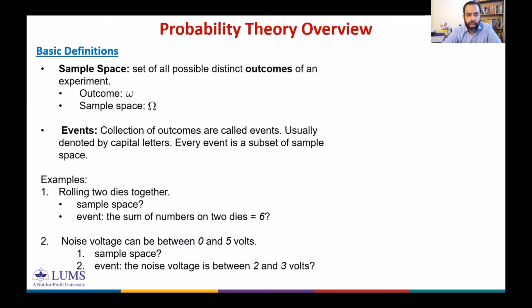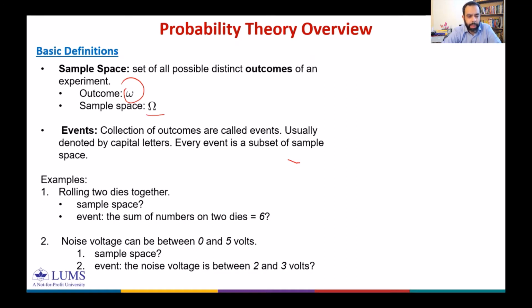Some more basic definitions. Sample space. When you conduct an experiment, the set of all possible distinct outcomes is called a sample space. For one outcome of a sample space, or of an experiment, we use small omega, and capital omega is used to refer to the sample space. Events. A collection of outcomes is called an event. It could be a single outcome, or it could be a collection of outcomes, and usually we denote events by capital letters. Every event is obviously a subset of the sample space.